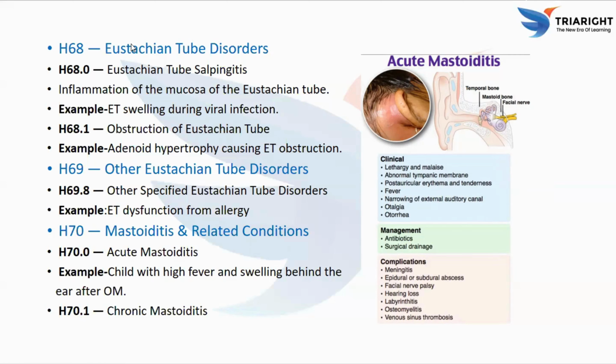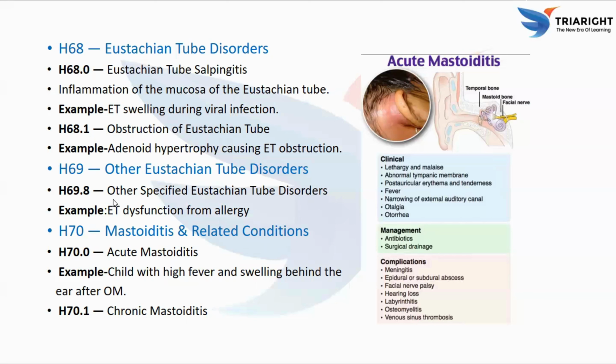So what is the meaning? Inflammation of the mucosal lining of the eustachian tube. So what will be the common causes? Viral infection, allergic rhinitis, and also upper respiratory infection. So you have to assign the code H68.0 for eustachian tube salpingitis. So next code is H68.1 for obstruction of the eustachian tube. This is a complete or partial blockage of the eustachian tube. So what will be the example? Adenoid hypertrophy causing eustachian tube obstruction. So this leads to chronic secretory otitis media in the child.